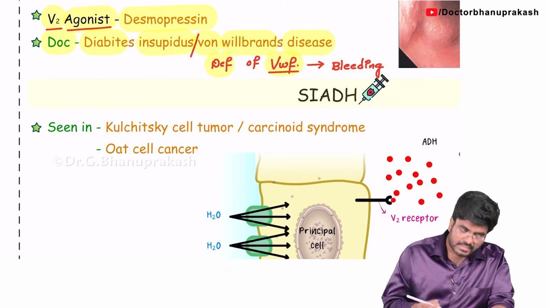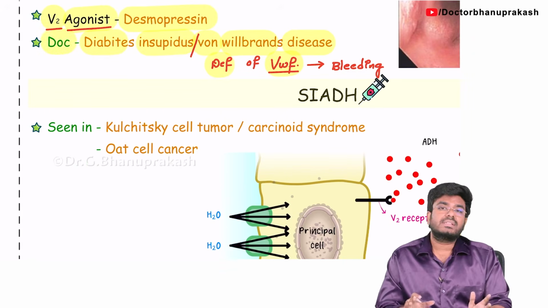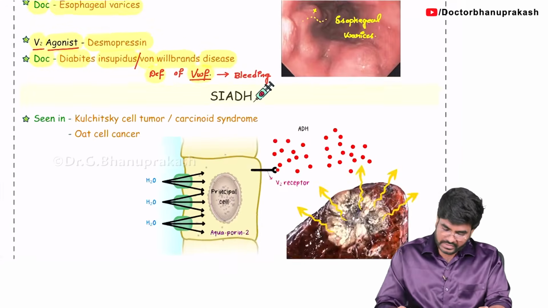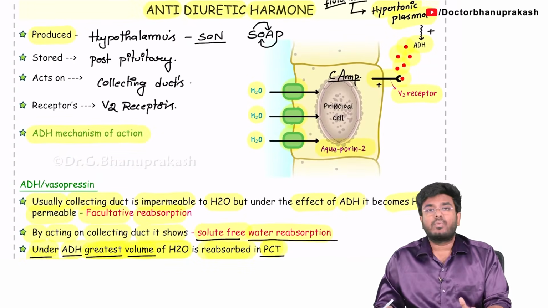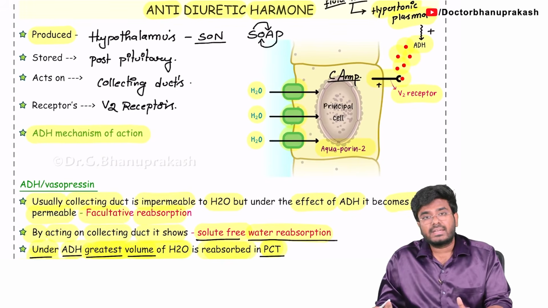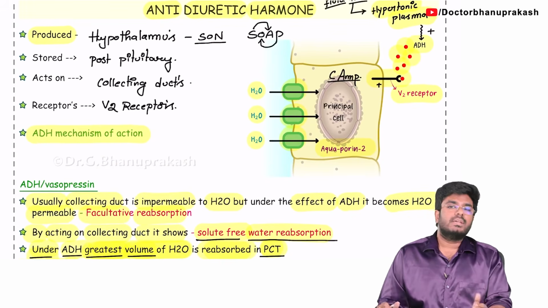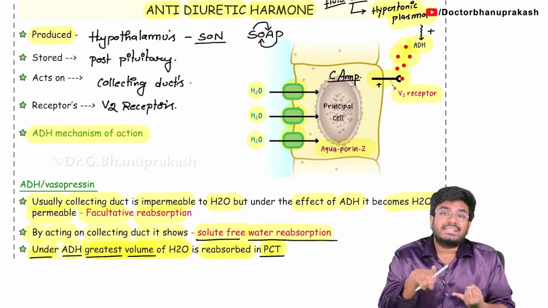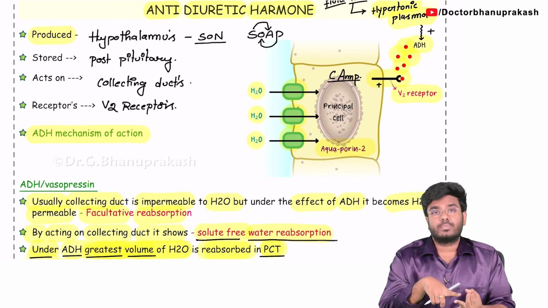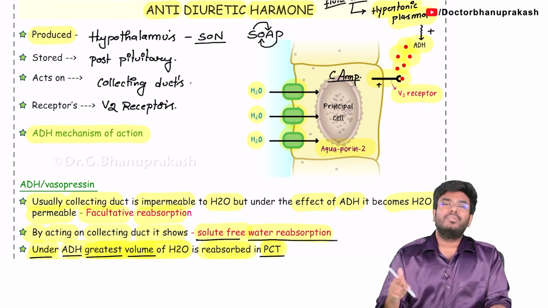Now what exactly is diabetes insipidus? That we will discuss in the next video. So in this video, we have seen the mechanism of action of antidiuretic hormone, where it is acting, how it is acting, and the important points. In the next video, we will be discussing SIADH and diabetes insipidus, the pathophysiology and the treatment. Hope the video is helpful. Thank you.